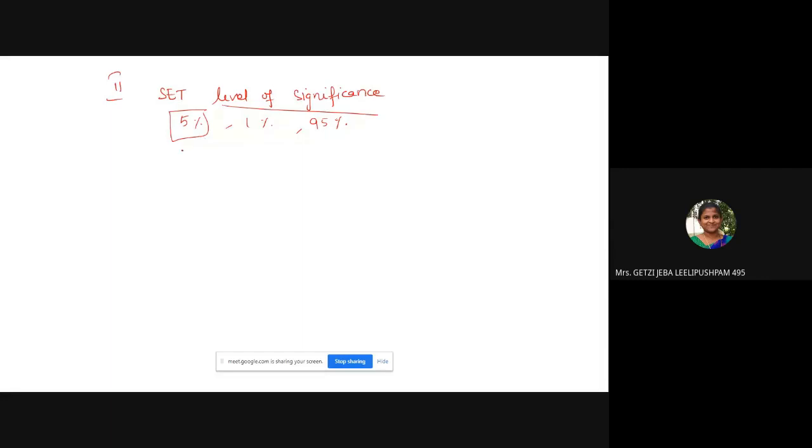Okay, you believe it for 5%. Then the next step is you have to compute. What is it that you will compute? There are two values that you can compute. One is the Z value, or you can compute the P value. Usually in our class, we will do the Z value calculation.